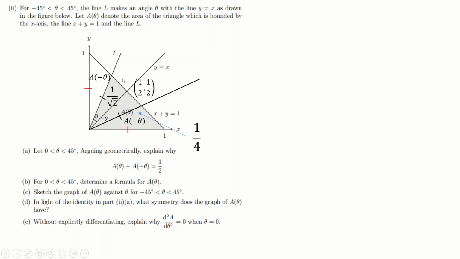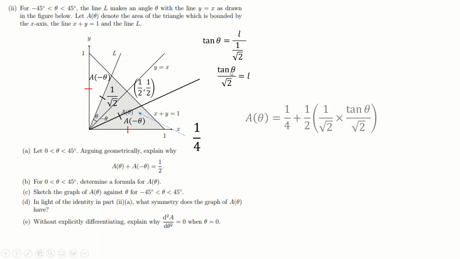Yeah, tan theta is L over this. I can rearrange for L, and then the area of this triangle up here is a half times this times L, which is that. Just sort that out, and you get this formula for the area in terms of theta. And then it asks you to sketch the graph between minus 45 and 45.